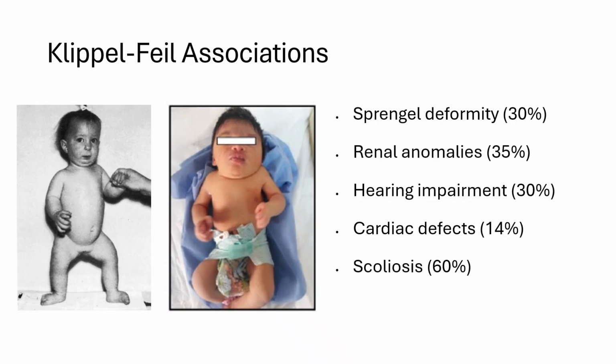Scoliosis represents the most common association, occurring in 60% of cases. This high incidence makes sense because the same developmental disruption affecting cervical vertebrae often influences the entire spinal column. The clinical takeaway involves understanding that Klippel-Feil syndrome requires comprehensive, multidisciplinary evaluation rather than isolated treatment of the obvious neck abnormality.